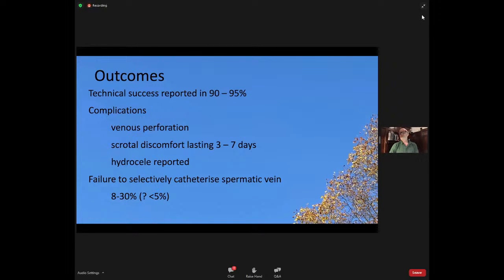So the outcomes are very good, and I think that's probably whichever method you use, 90 to 95% success rate, very low complication rate. Venous perforation, it happens. It's often not a real problem, certainly not causing any significant issues, even with sclerotherapy going outside the vein.